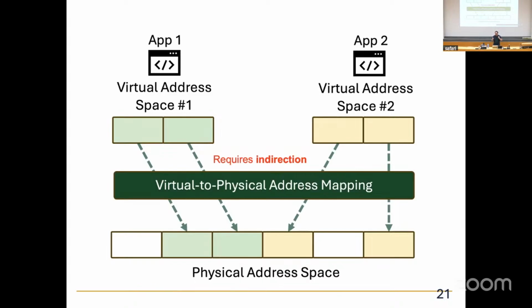But to be able to discover this virtual to physical address mapping, we need some sort of indirection. We cannot directly access the physical memory from the virtual address. We need someone to translate for us.